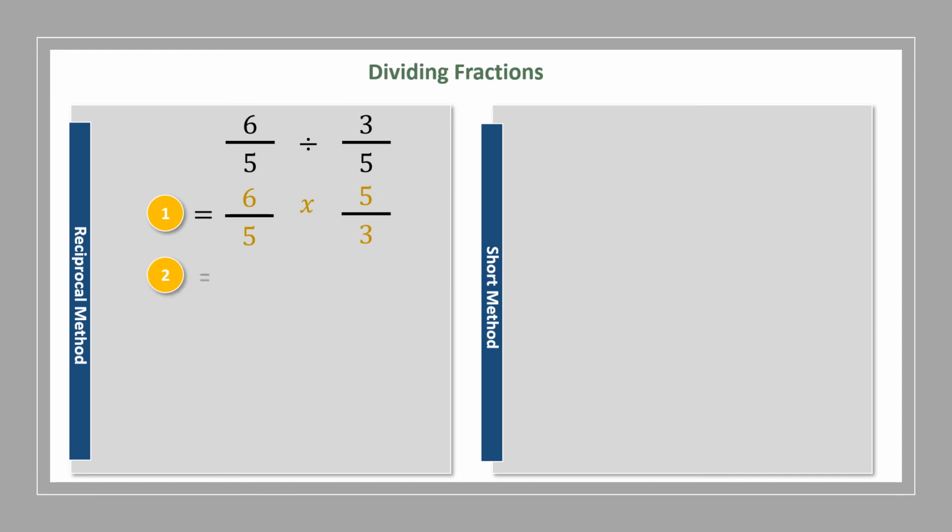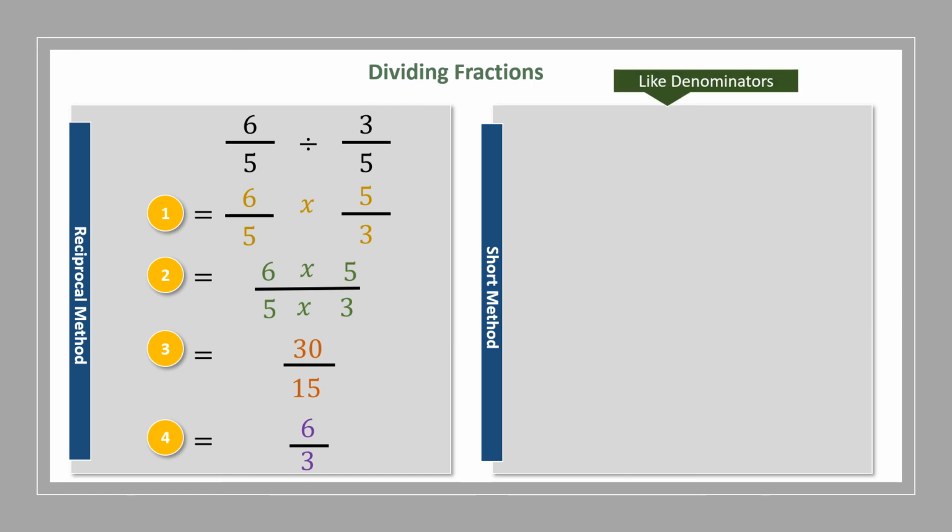Next step is we multiply the numerators, which is 6 times 5 over 5 times 3. The next step is we solve for that multiplication, which is 6 times 5 is 30 over 5 times 3 is 15, which we can further simplify using the 5 times table to say 6 over 3. So 5 times 6 is 30 over 5 times 3, which is 15.